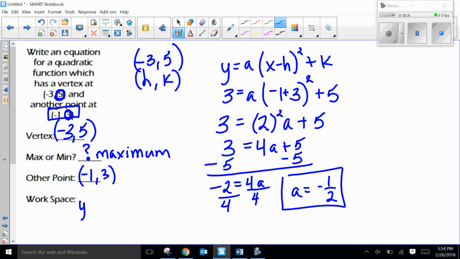Okay, so I have my a value now, and now I just need to write it in vertex form. y equals negative half times x plus 3, because it's minus negative 3, squared, plus 5.